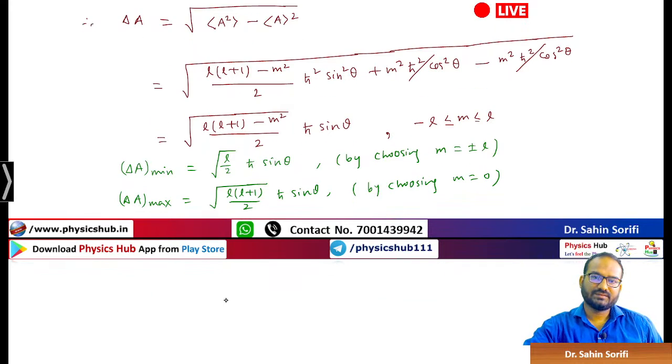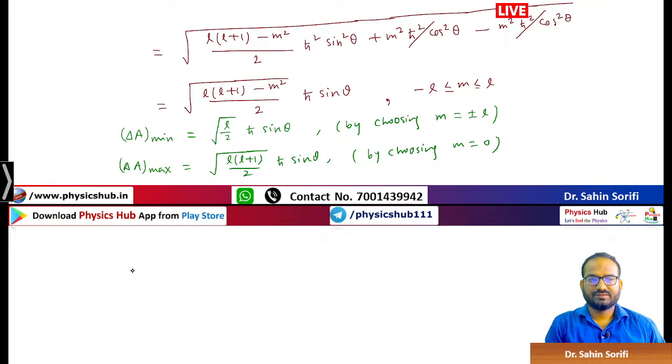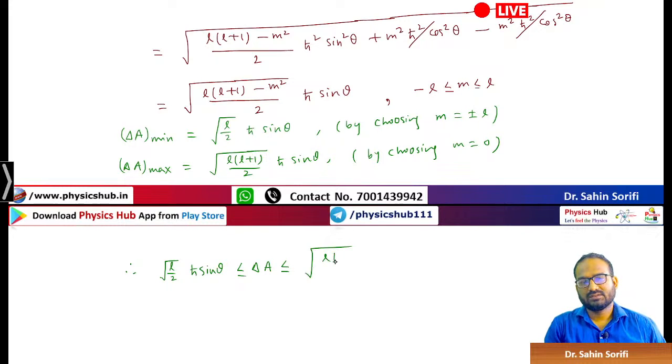So what we can write? Hence, we can write that the value of delta A lies between square root of L by 2 h bar sin theta and L into L plus 1 by 2 square root h bar sin theta. And this is matching with option A.